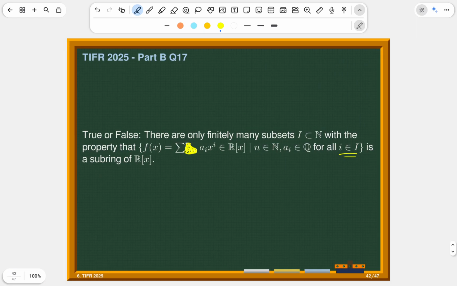Right? So what is the question saying? There are only finitely many subsets. So yes, this is wrong. You can construct infinitely many ones. So this is a false statement.